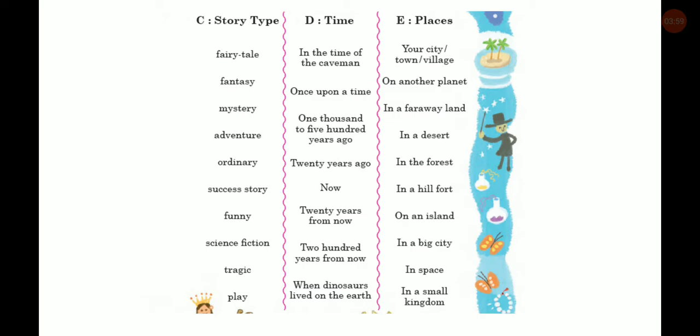Okay, now when your story type is done and the time is done, then you have to select the place: which city or which town or which village the story is about, or the adventure of a hill or a fort, or on which island. So the place is given, the time is given, and the story type is given. According to this, you have to select your story, its time, and the places.